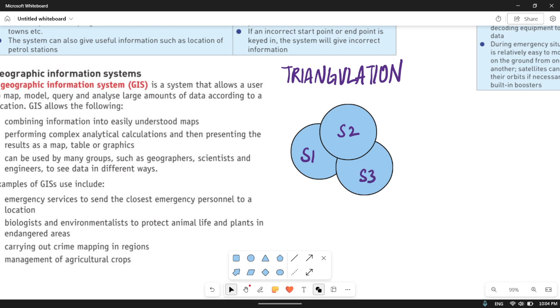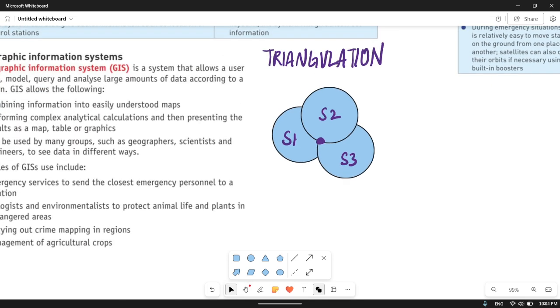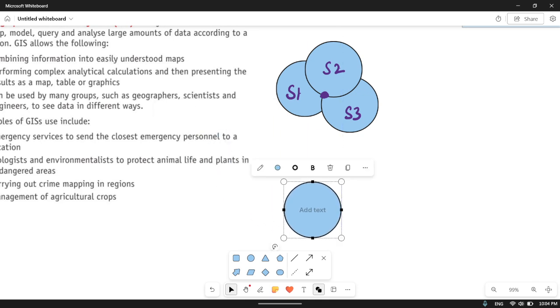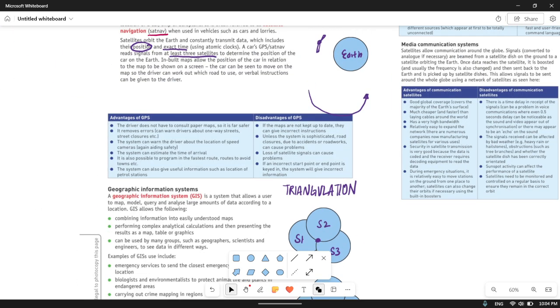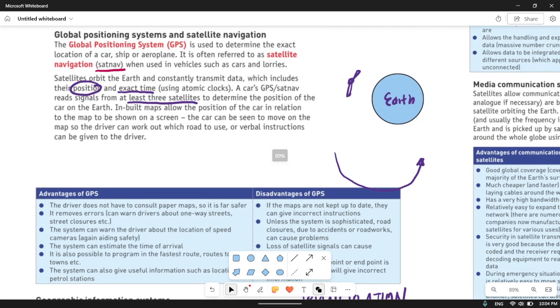Now, the position of the car or the person is going to be here because this is the place where they meet. So that's why you need to use at least three satellites to find out the point where they meet, so that will be the exact location of the device that the position has been calculated for. Now, this is using three. We can also have four satellites doing it similarly. So like this, and then like this. So now you know that this is the point where the device is sending signals to the satellite from, and this is the exact location. So to determine the position of the car on Earth, yeah.